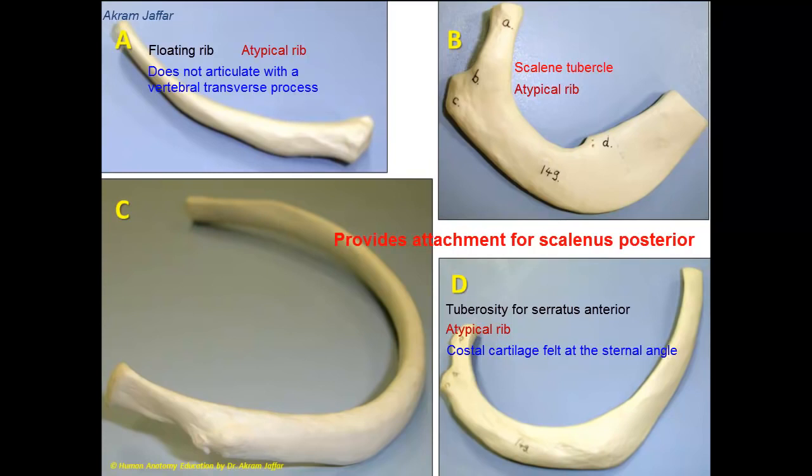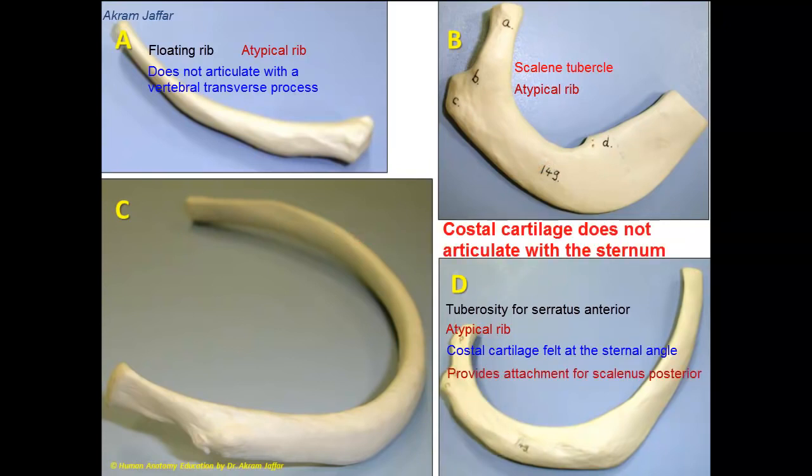Provides attachment for scalenus posterior muscle. In the neck, there are 3 scalene muscles. Scalenus anterior is attached to the scalene tubercle on the first rib. Scalenus medius is attached to the superior border of the first rib behind the groove for the subclavian artery. And scalenus posterior is, in fact, attached to the second rib.